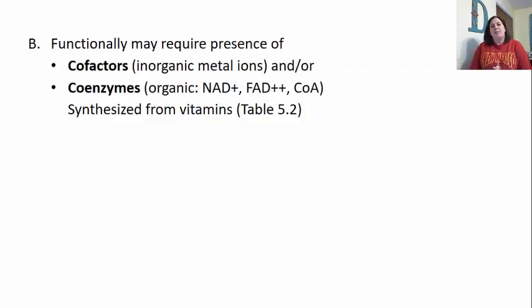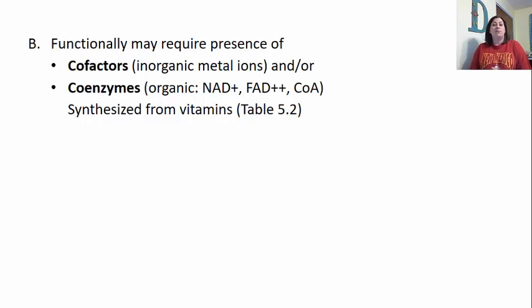So there are some things that might need to be present in order for an enzyme to be functional. Not only does it have to have that 3D shape, but it also may require the presence of one of the following. One is called a cofactor. Cofactors are inorganic metal ions. These are going to be things like iron, copper, zinc, those sorts of things that are considered inorganic.